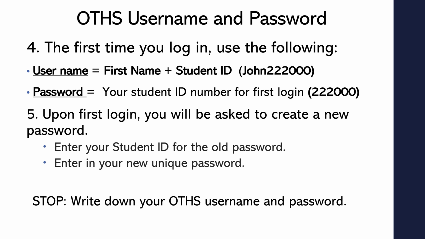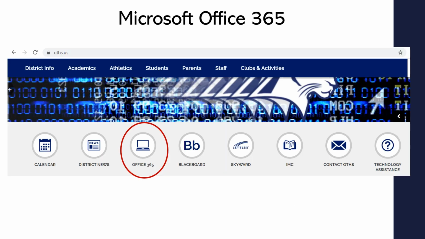After you submit that, it's going to prompt you to create a new password. Go ahead and enter your student ID number again for the old password, and then enter in your new unique password. Once you submit that new password in the Citrix Student ASP, you can close out of that window and you should be back at the OTHS homepage. But if you're not, that's okay. Just open up a new web browser and go to oths.us.